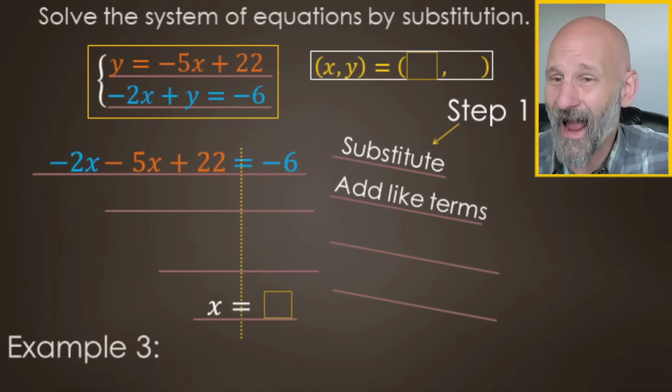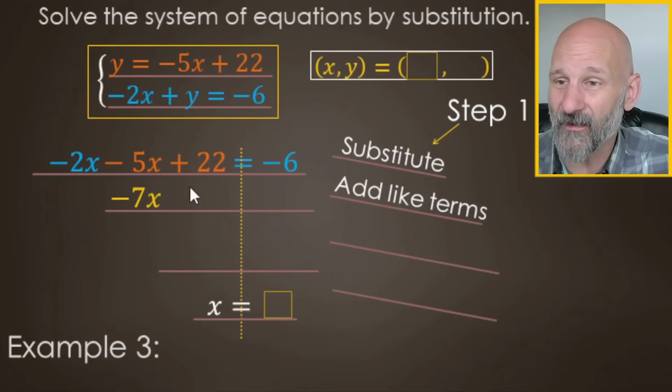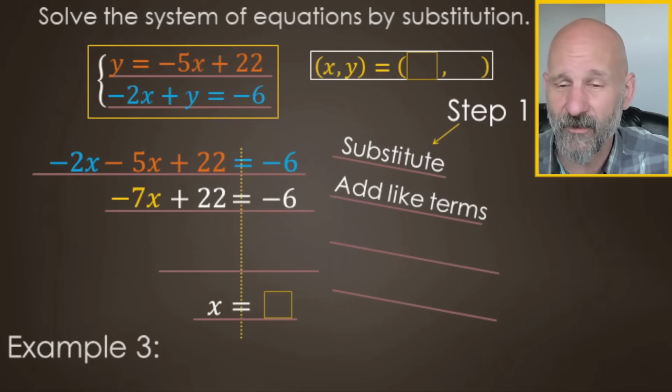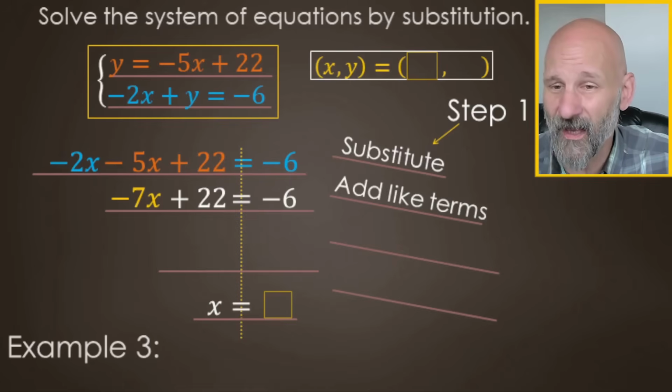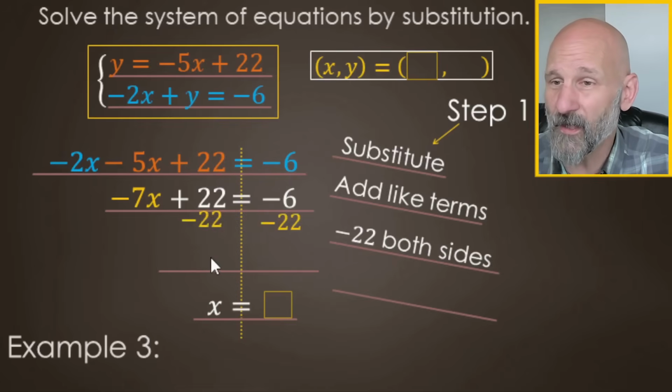We're going to simplify, add like terms here. Negative 2x's minus 5x's is going to make negative 7x's. We still got the plus 22 and the equals and the negative 6. Now it's just a two-step equation. Subtract 22, then divide by negative 7. Here we go. Subtract 22 from both sides.